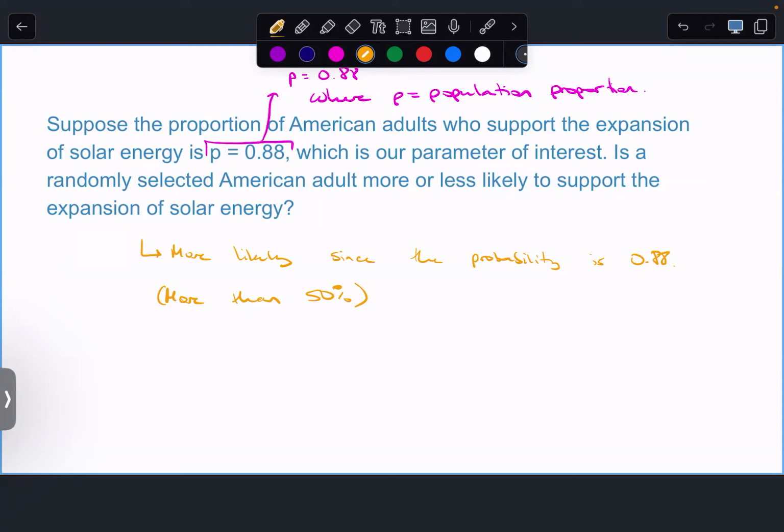Okay. So that's what I'm hinging it on, really, is my internal kind of line in the sand. If it's less than 50%, then they're less likely to support it. And if it's more than 50%, then they're more likely to support it. Solar energy.